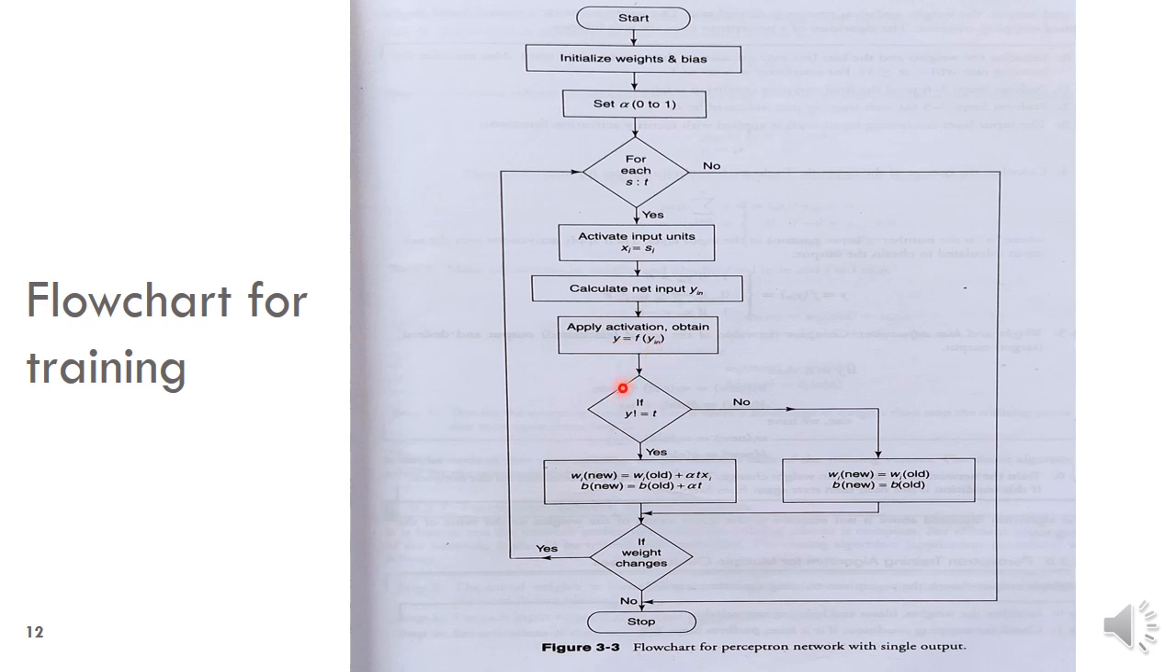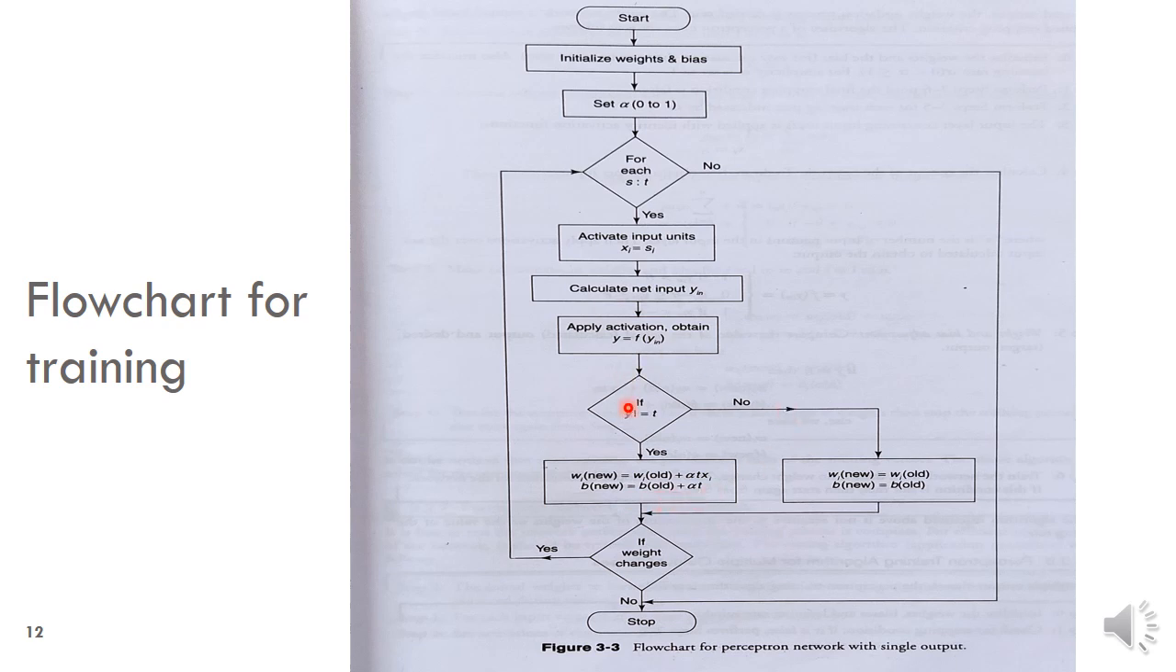Now compare the value of y and t, where y is the calculated output and t is the desired output. If y is not equal to t, then we update the weights and the bias values. The update formulas are wi new equals wi old plus alpha times t times xi, and the bias value new equals the bias value old plus alpha times t.